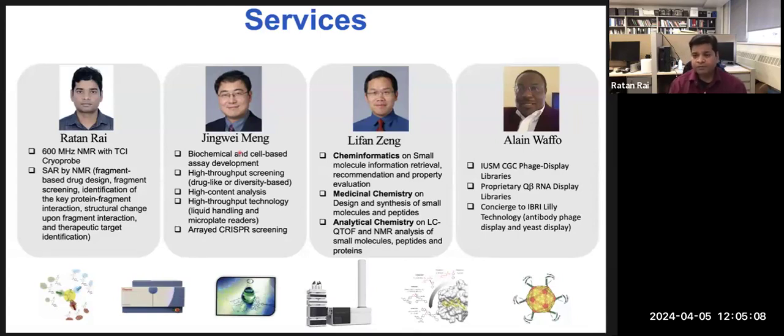Dr. Zheng is responsible for chemoinformatics, biomedical chemistry, or analytical chemistry. His expertise covers design and synthesis of small molecules. He is also an expert in LC-QTOF and NMR analysis of small molecules, peptides, and protein fragments. Dr. Waffle's research focuses on phage display libraries. His expertise includes identifying antibodies to the molecules of your interest.